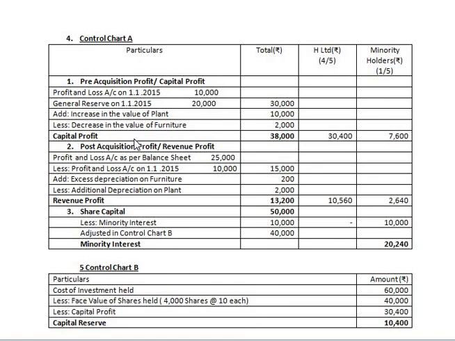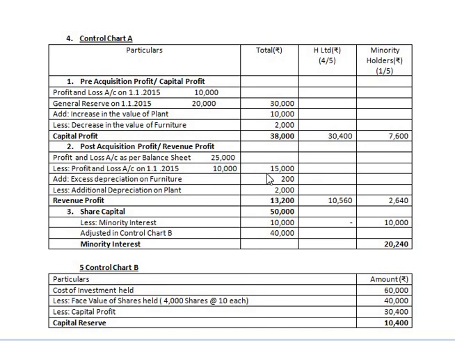Then the second one is the post acquisition profit or the revenue profit. So here we have to take the profit and loss account for the year itself, and since we don't have any general reserve for the year, we'll take only the profit and loss account as per the balance sheet, which is 25,000. So since the opening balance has been given in the adjustment, to make things simple, if the opening balance of profit and loss account and general reserve is given in the adjustment, it has to be subtracted to find out the actual profit during the year. So according to the balance sheet, the profit and loss account is 25,000. Then you have to less the profit and loss account on 1/1/2015, 10,000.